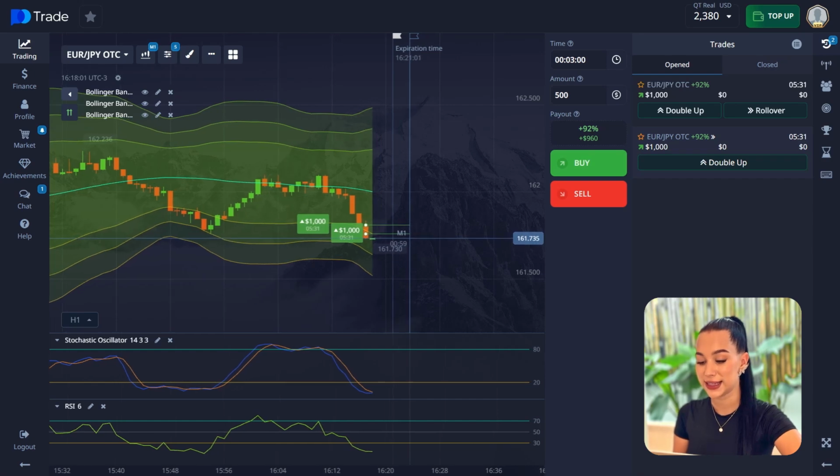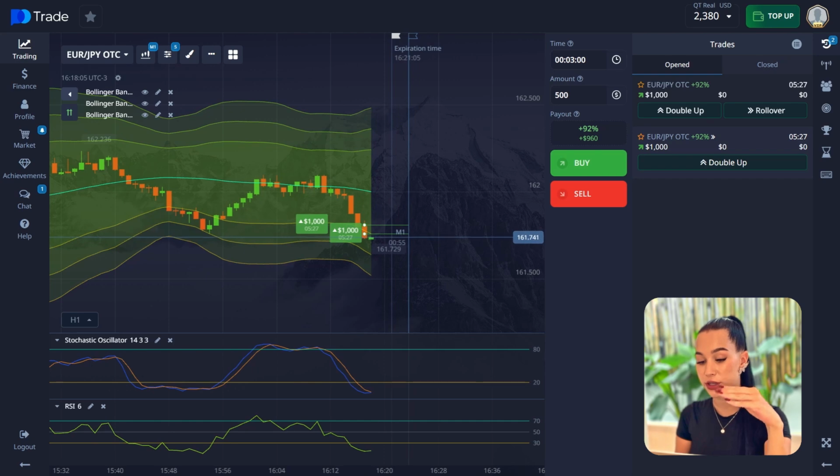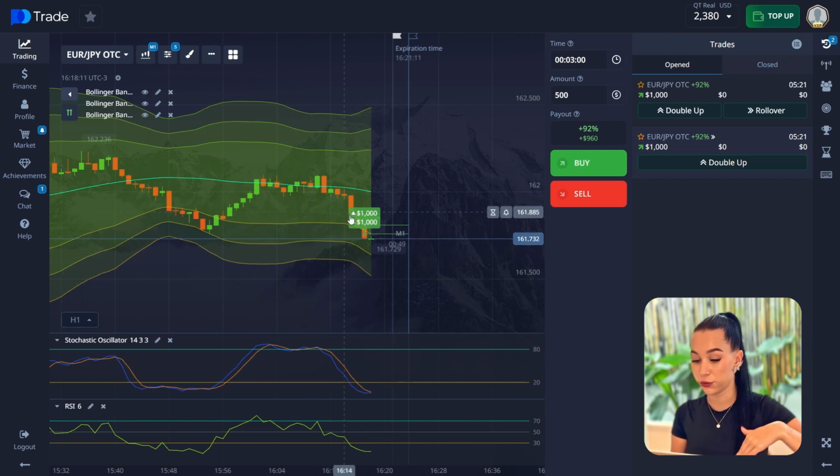So yeah, and when we opened the trade, the last candle touched the first line, the lower line of the Bollinger Bands. So it means that there could be a reversal soon from this line.